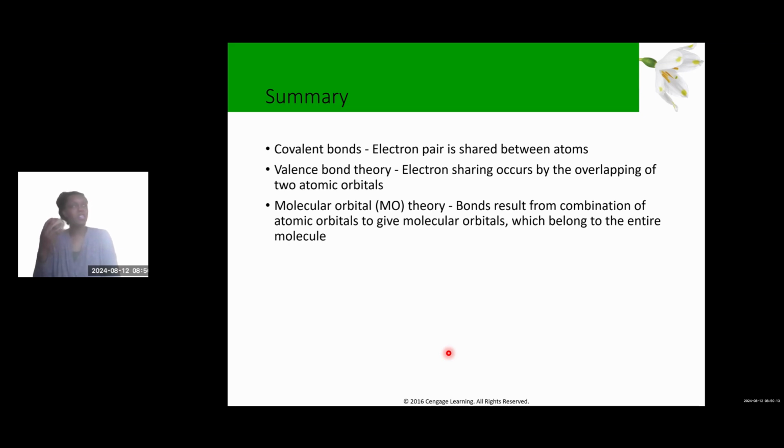Molecular orbital theory is the last thing we just talked about, though we have one more thing to talk about after this one. It describes bonds that result from the combination of atomic orbitals to give molecular orbitals, which belong to the entire molecule. So again, you have atomic orbitals. When atoms are bonded, you have a molecular orbital, and that's an orbital that represents the whole molecule.